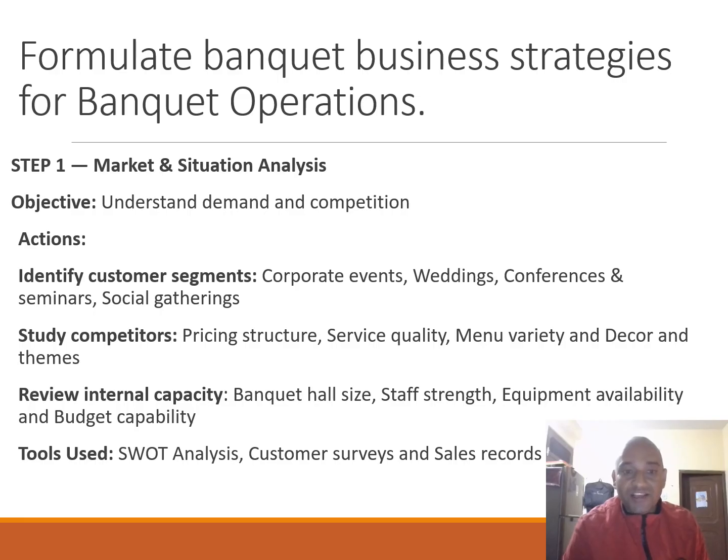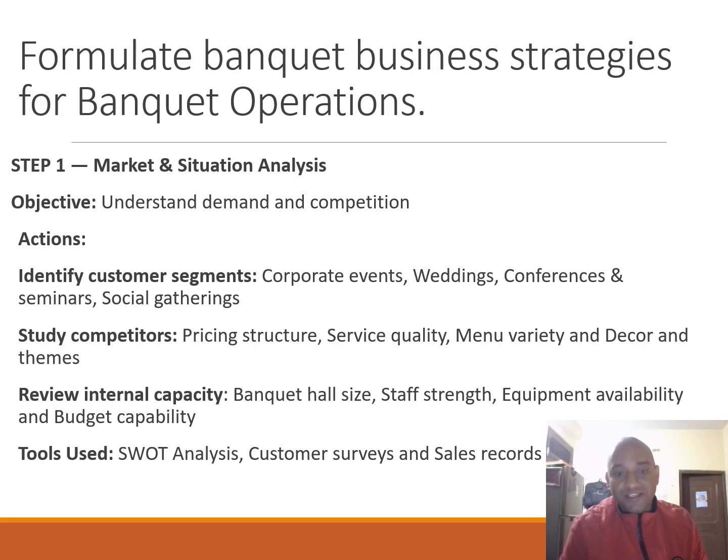First is identify customer segments. We need to identify what corporate events happen there, weddings we can handle, conferences and seminars, social gatherings. Study competitors' pricing structures. Competitors mean establishments in the same periphery with the same standard of service that are available within the city. So we need to study their pricing structure, service quality, menu variety, and decor and themes.